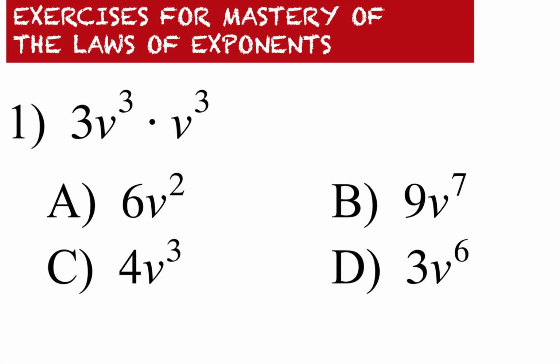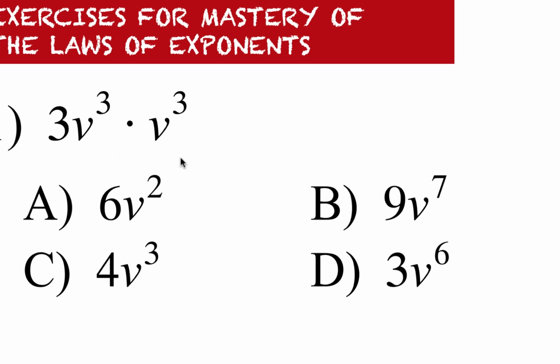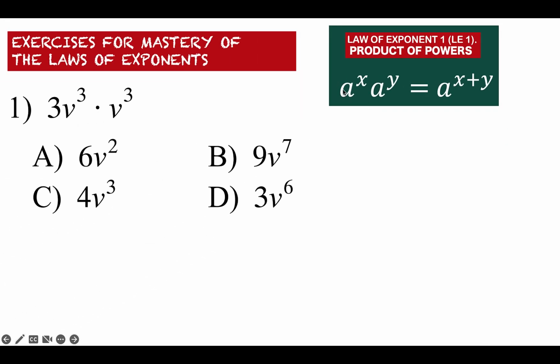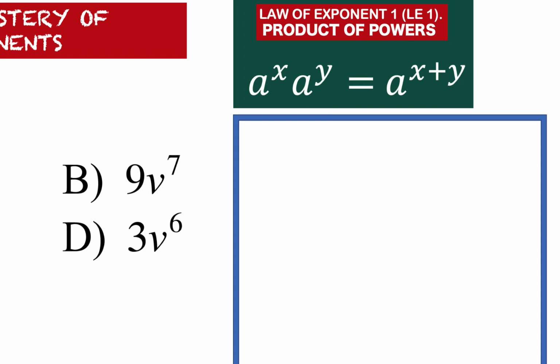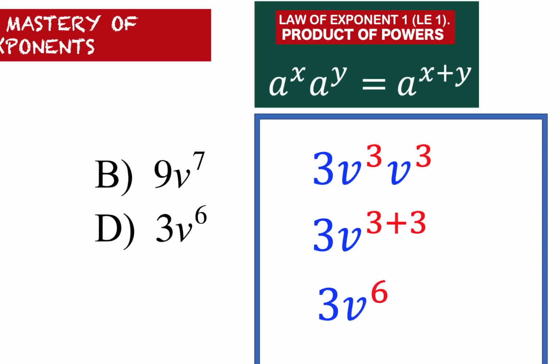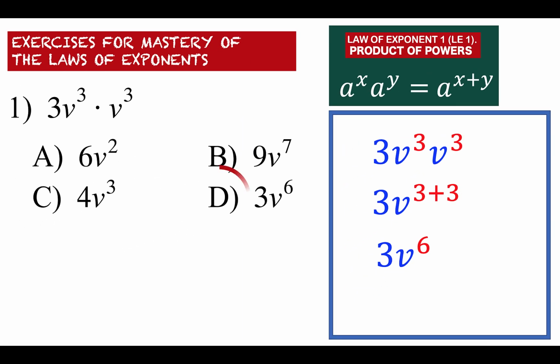3v cubed times v cubed, write in simplified form. Let's analyze the problem. There is v cubed here and v cubed here, so the base is the same. This is exactly formula number 1, the product of powers. The base is the same, so we add the exponents. Applying law of exponent number 1, copy the common base v and add the exponent. So the final answer is 3v to the 6th, or letter D.